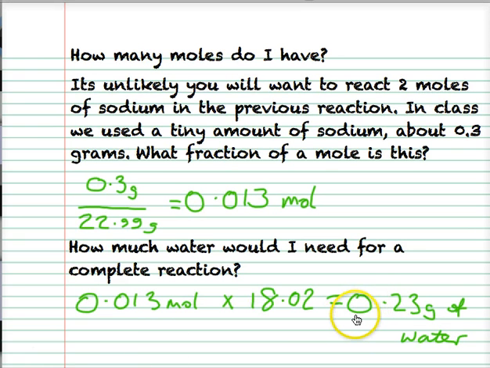So in our little demonstration experiment in class, if we really did have 0.3 grams of sodium, we'd have only needed 1/4 of a gram of water, or that's 1/4 of a milliliter of water to complete the reaction, a very, very small amount of water. So clearly we had way too much water.